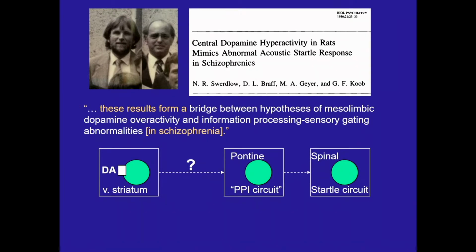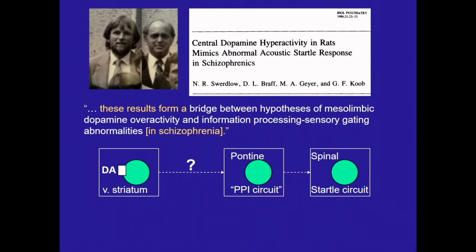who were indeed in Hillcrest, and Mark indeed had a bunch of those startle boxes that I didn't have to build. And together we applied the dopamine supersensitivity model to pre-pulse inhibition measures in rats and published our first findings in 1986, which were a bridge between Jan Stevens and others' models about mesolimbic dopamine overactivity and the work that Mark and David had been doing on information processing and sensorimotor gating. And so this was the first connection of those two models.